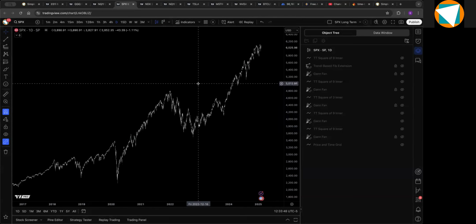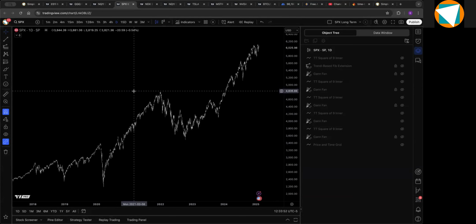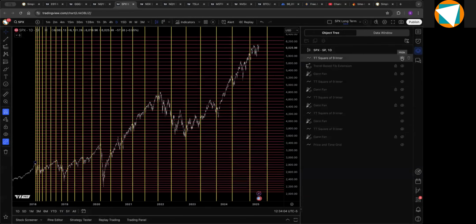What I want to walk through is how to forecast tops. I like to use prior tops to forecast new tops. So it all starts with the Square of Nine, and I'm going to use the Square of Nine inner over here. This one is anchored to the 2018 January top.